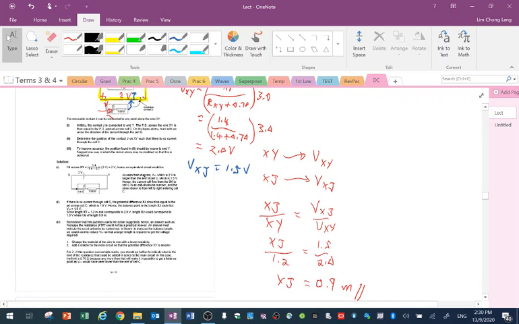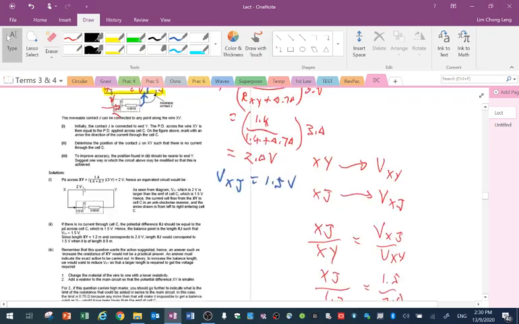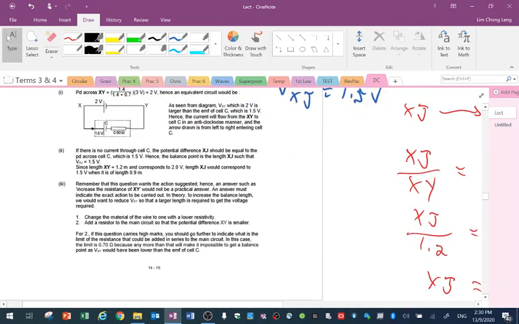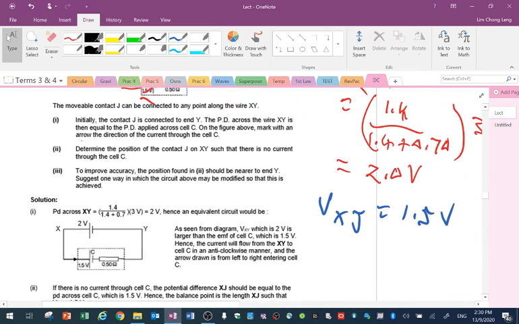Right, finally we reach the part where we want to increase the balance length. Okay, how do we increase the balance length? To improve accuracy, the position found in 2 should be nearer to Y. That means the position of the jockey should be nearer to Y. The balance length should be longer. Suggest one way in which the circuit above may be modified so that this is achieved. Now, for such a question, you cannot just say increase the length XY or decrease the length XY. The examiner wants to know how you achieve this.